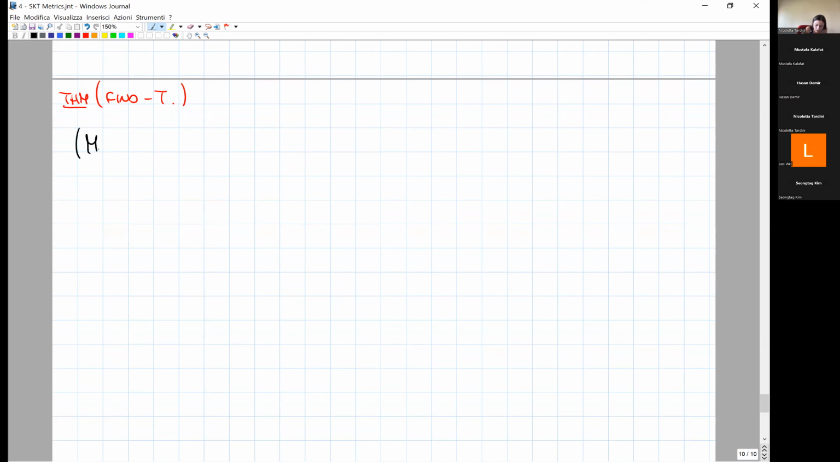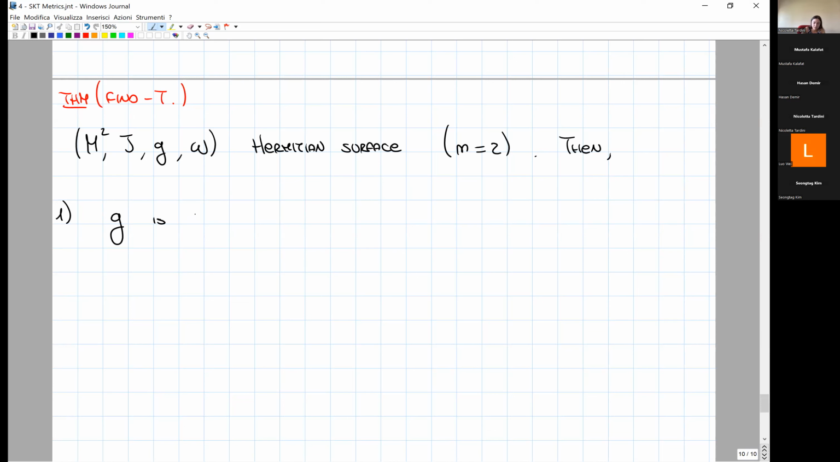So suppose that we have (M, J, g, ω), a Hermitian surface, so n equal to 2. First of all, we proved that on a surface, G is Vaisman if and only if the metric G is SKT. So SKT in this case equals Gauduchon metric, okay?